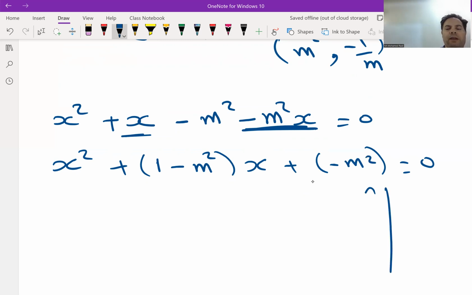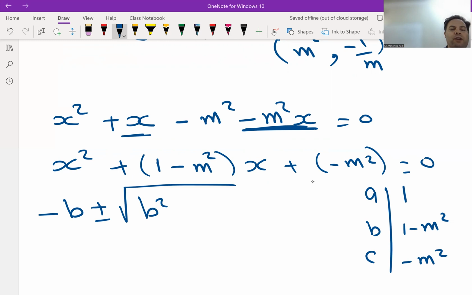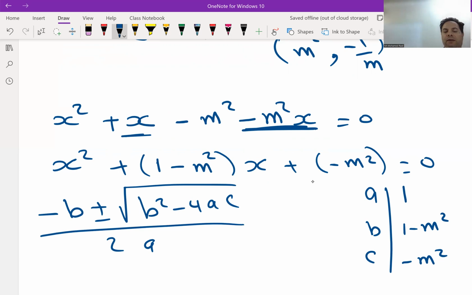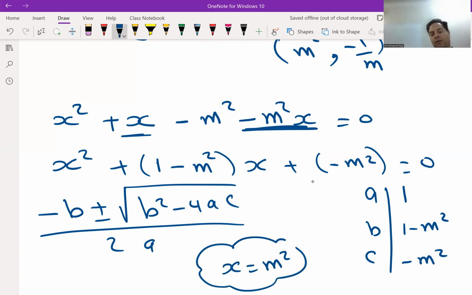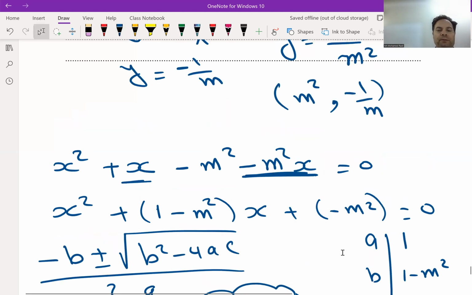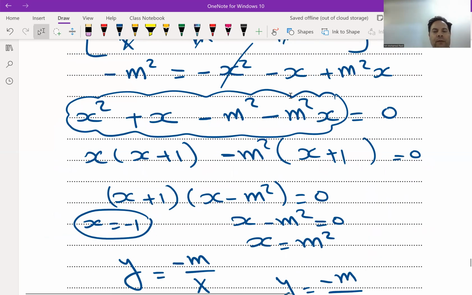Identify a, b, c. a is equal to 1, b is 1 minus m squared, and c is negative m squared. Use the quadratic formula: negative b plus or minus square root of b squared minus 4ac, all divided by 2a. Take your time, substitute the values of a, b, c, simplify, and you will get the same answer, which is x equals m squared. Then after finding x, you can find the value of y from the equation of the curve. This is part B. Thank you.